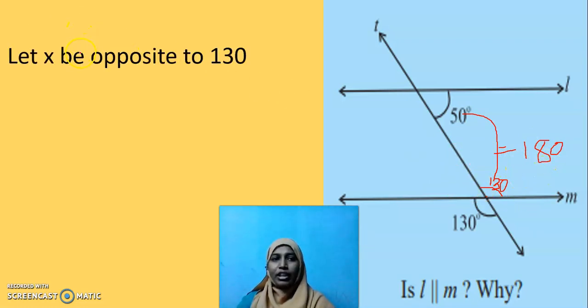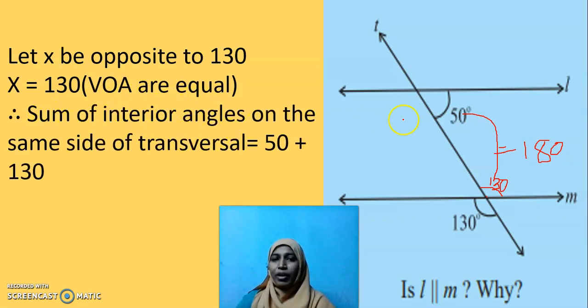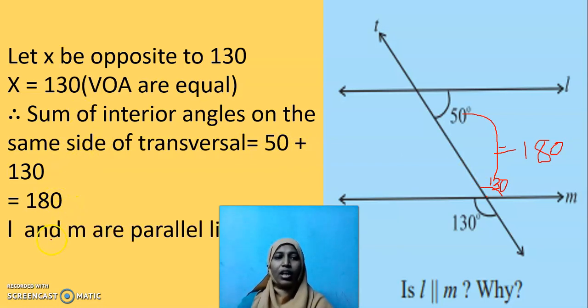How to write? Let x be the angle opposite to 130. So x is equal to 130 because vertically opposite angles are equal. You can write it in full form: vertically opposite angles are equal. Then what property did we use? Sum of interior angles on the same side of the transversal is 50 plus 130, which is equal to 180. Just because it satisfies this property of supplementary, I conclude lines L and M are parallel lines. Is it clear, my dear children?